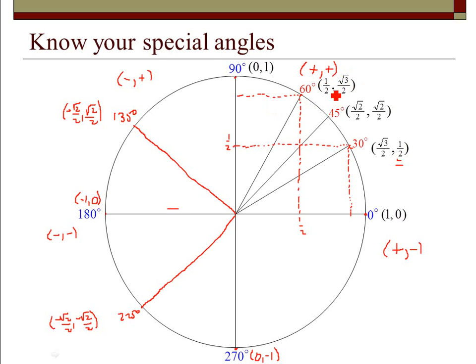Now, the big part is when you're working with evaluating sine and cosine. The sine is the y value. The cosine is the x. So if I want to know what is sine of 60 degrees, I figure out what my coordinate is, and I look at the y coordinate. Sine of 60 degrees is √3/2. So you just got to memorize those values. Okay, so let's take a look at some examples.